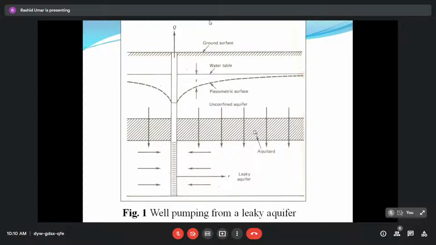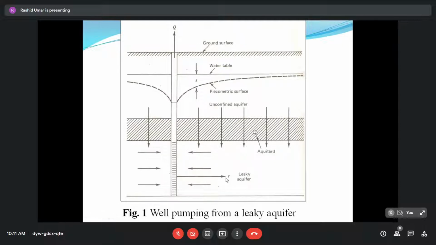This Q designates the discharge, the constant discharge at which we are pumping. This S designates the difference between the piezometric surface during pumping and the water table. The water table will remain fixed, and how much leakage will take place is given by the difference between this and this. And this is R. R means radial distance. So if some observation wells are here, this particular distance is R.